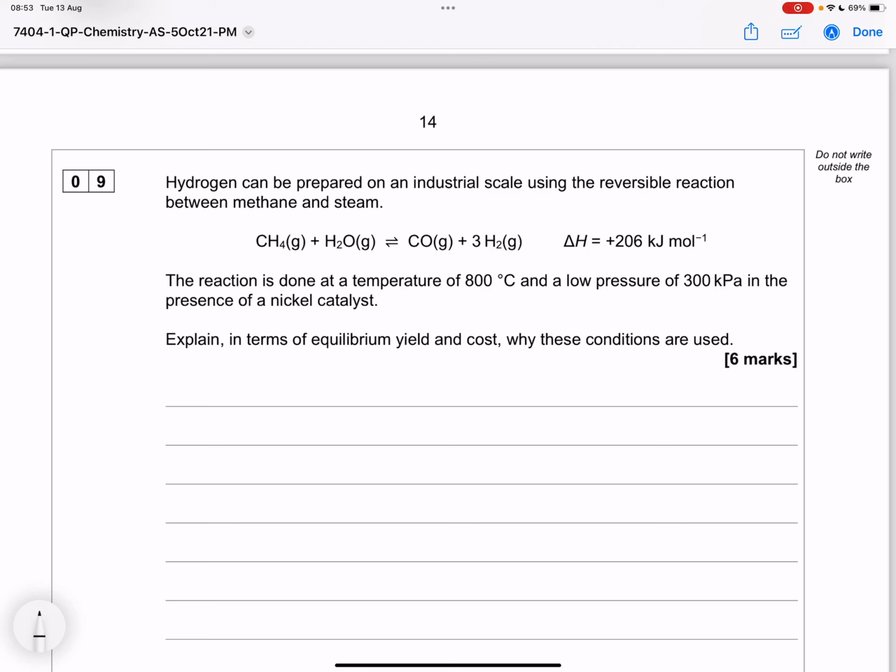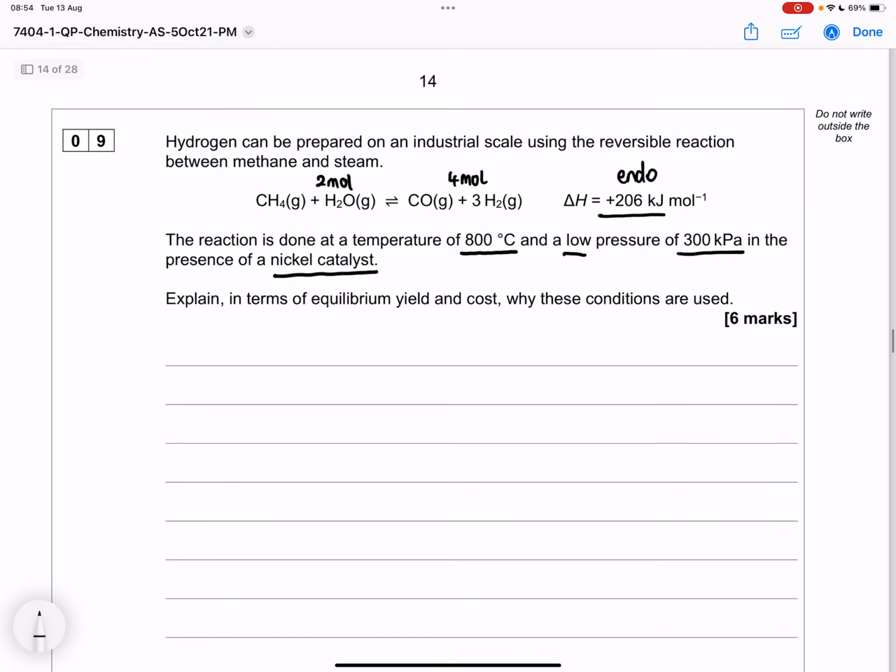Hydrogen can be prepared on an industrial scale using the reversible reaction between methane and steam. So they've given us the reaction and they've shown us that it's endothermic. We can see that there are 2 moles on the left and 4 moles on the right. This reaction is done at a temperature of 800, a low pressure of 300 and a nickel catalyst. Explain in terms of equilibrium yield and cost why these conditions are used.